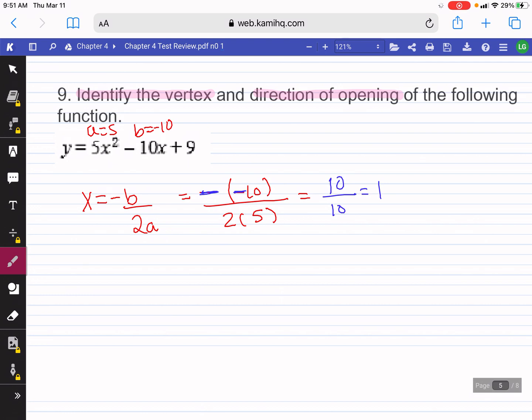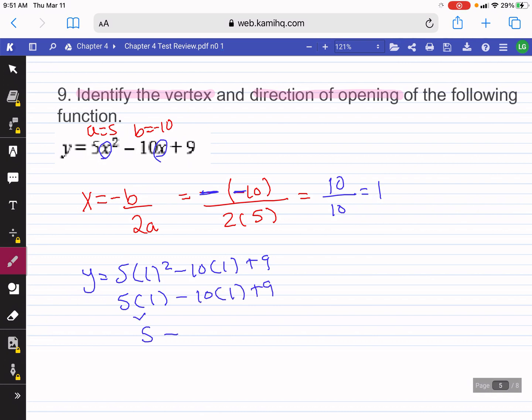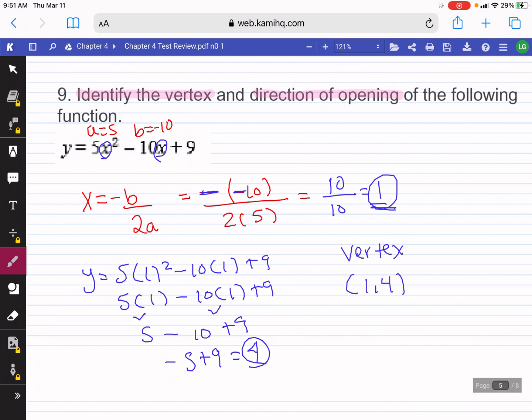Now if I want to find the y value, I'm going to plug 1 in everywhere I see an x. So here I get 5 times 1, because 1 squared is 1, minus 10 times 1 plus 9. This becomes 5 minus 10 plus 9, or negative 5 plus 9, which is equal to 4. So my vertex has an x value of 1 and a y value of 4. So my vertex would be at 1, 4 for this problem.